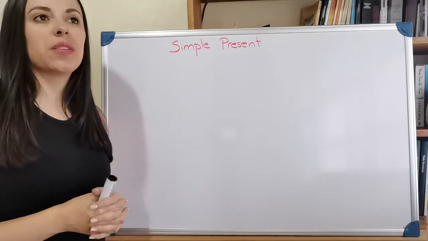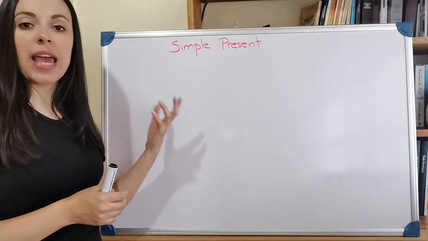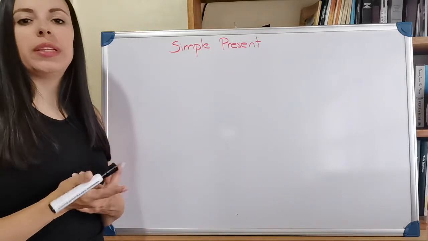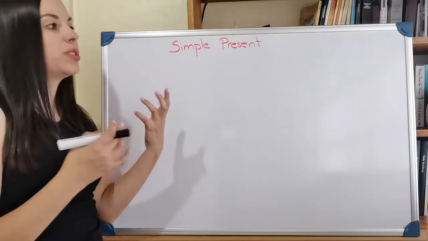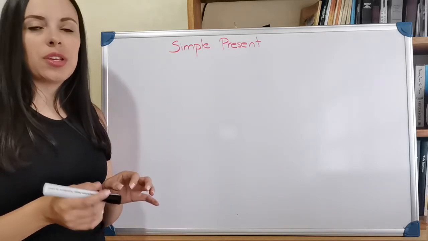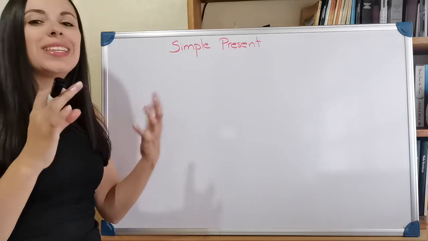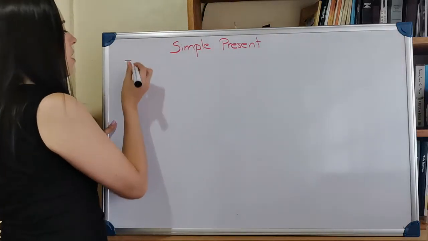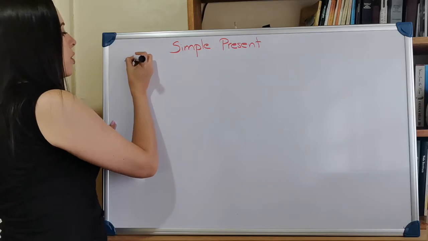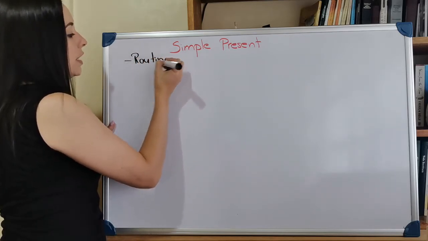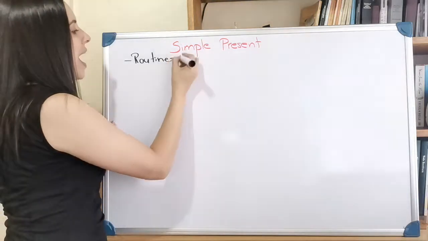This video is going to be about the simple present tense. It's one of the most basic structures that we need to learn to speak in English, right? So the simple present is used for very specific situations, okay? Some of the most common are for, okay, to talk about routines or habits.